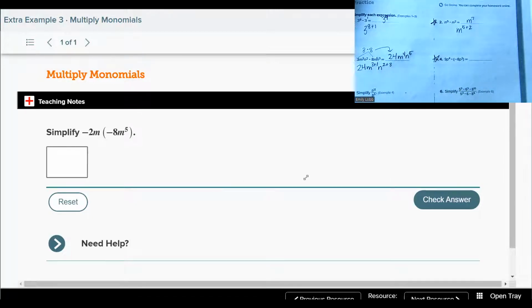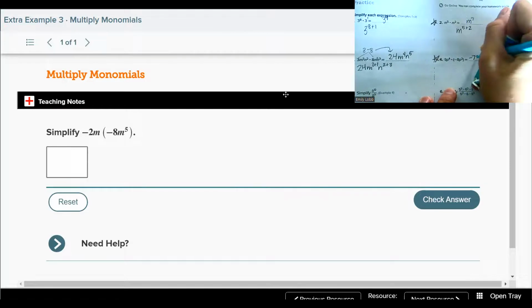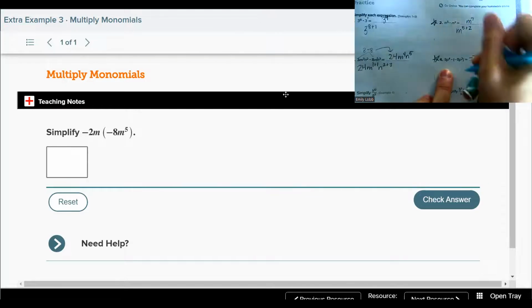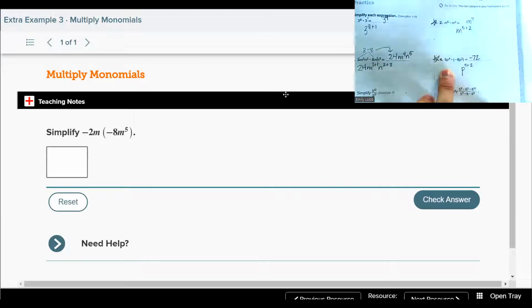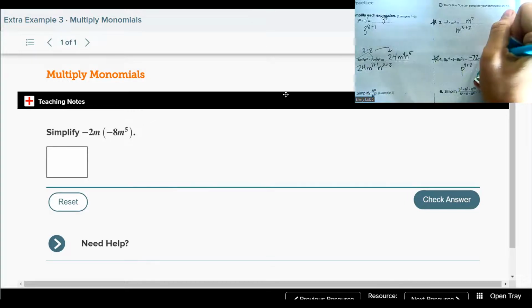So the next one, what's our coefficients? 9 and -8. What's 9 times -8? -72. And then I have p to the 4th and p to the 2nd. So what is 4 plus 2? 6. Do you see how we got p to the 6th power?